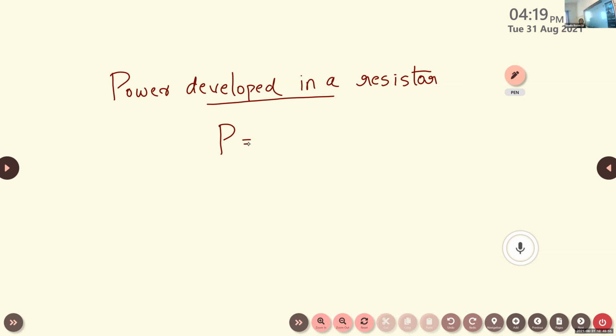The rate of doing work, P equal to W by T, is simply power. Here we are discussing electric power. The power developed in an electric circuit is given by the product of voltage and current. That is, P is equal to VI.